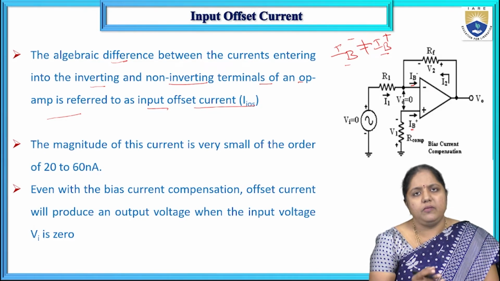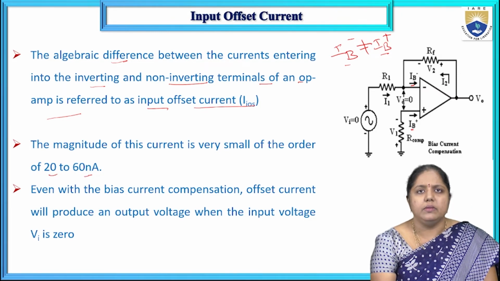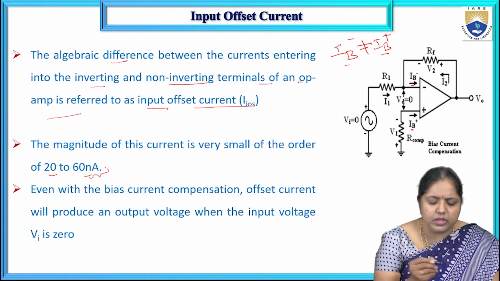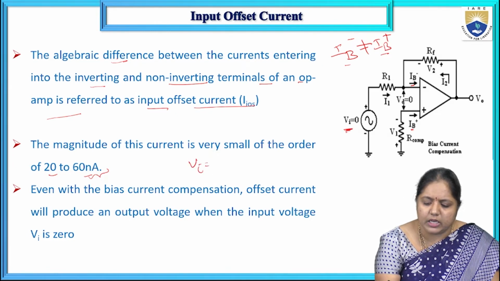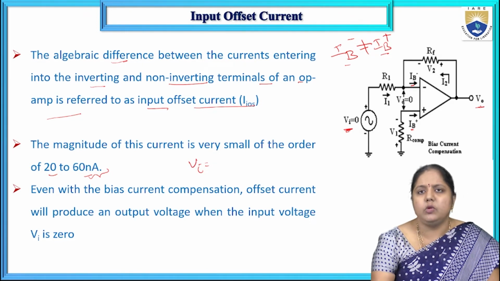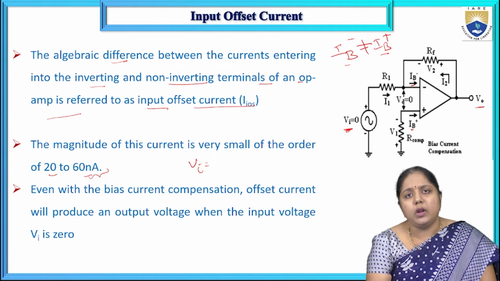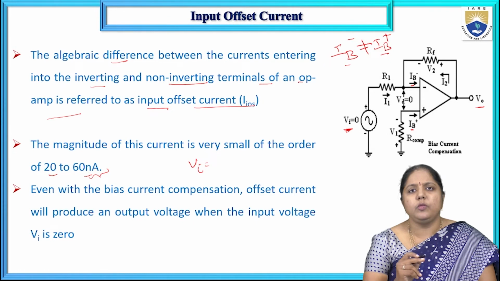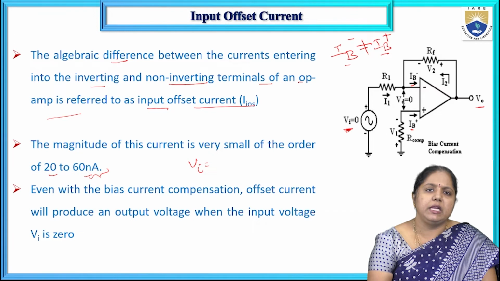Now what will the difference be? The difference is of the order of 20 to 60 nanoamps. So due to this current, even if the input signal voltage is equal to 0, due to the difference in the corresponding currents I can get a certain amount of output voltage. This output offset voltage is due to the input offset current, that is, the difference between the base currents IB minus and IB plus.